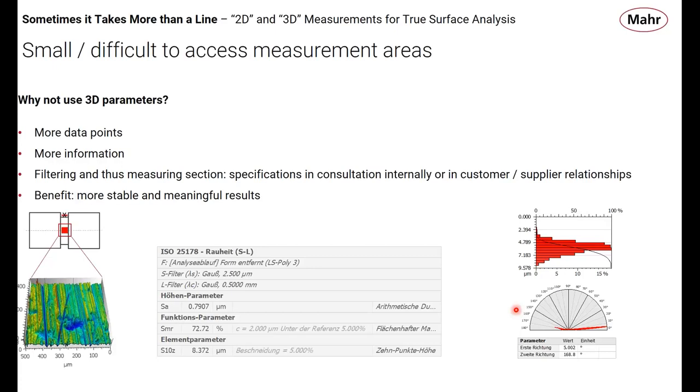It's going to give us a better explanation of what's going on on this tiny little surface. So you're in for a discussion anyway. You might as well have the right discussion. Get the discussion from 2D RA over to 3D SA. That's my example for these small, difficult to access measurement areas.